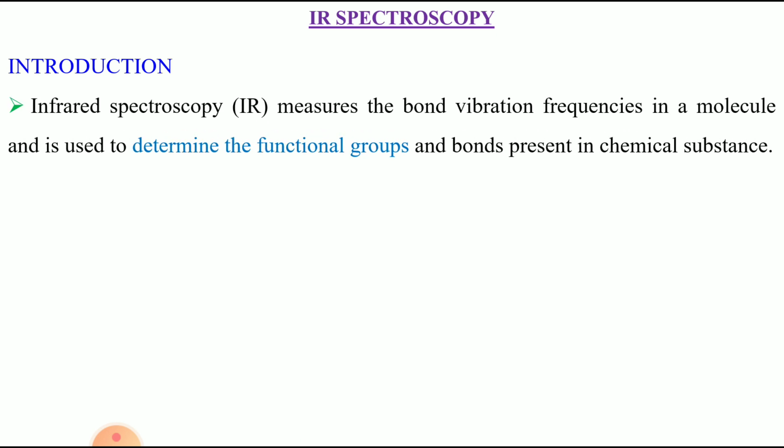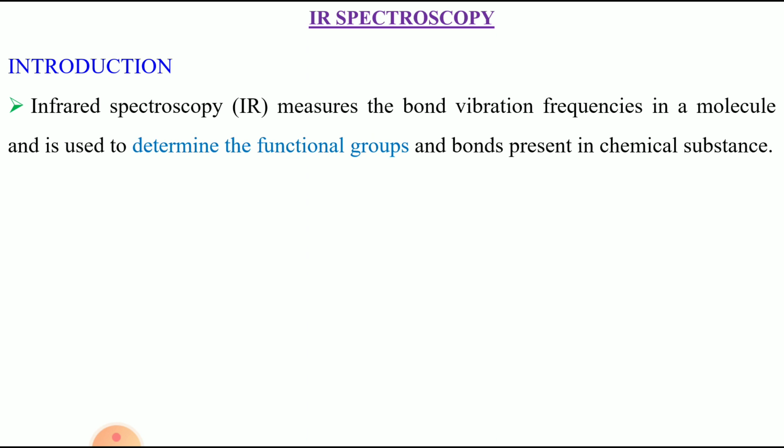So today's topic is IR spectroscopy. In IR spectroscopy, we are using electromagnetic radiation, that is IR. When we use IR radiation, there is a change in the molecular vibrations, a change in the vibrational frequency of a molecule. The main important function of IR spectroscopy is to determine what type of functional groups are present in a given molecule.